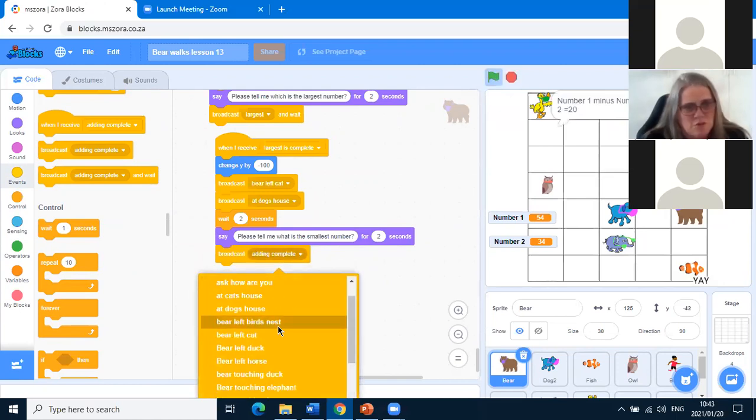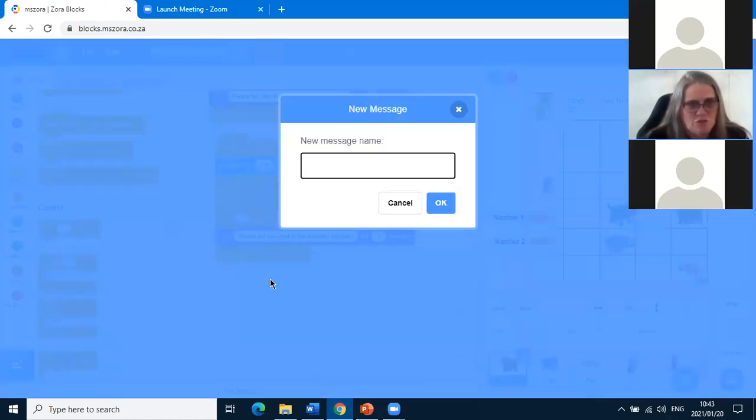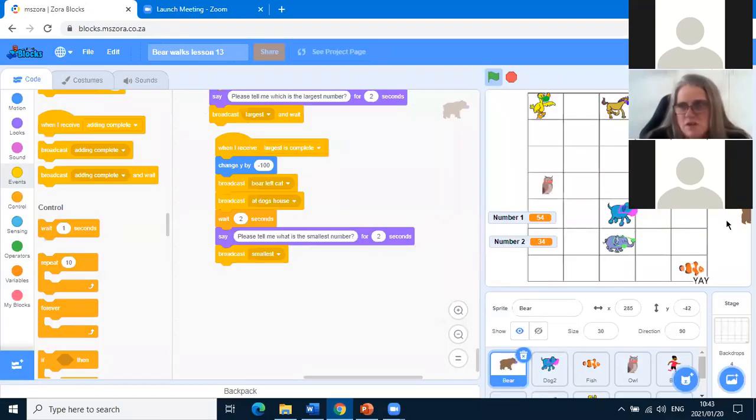And this will be very quick. New message, broadcast smallest. And never go back to your place. They're all going haywire now. They're all going all over the place. You see them all going mad. Right, broadcast smallest. And the doggy is going to receive that he must go and get the smallest number.